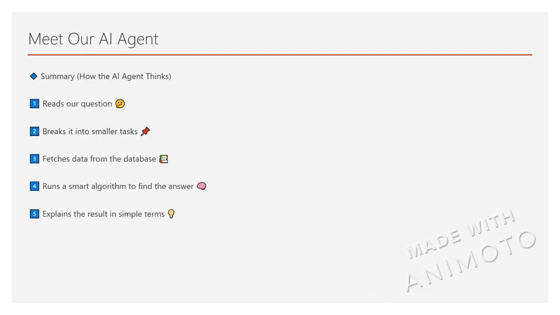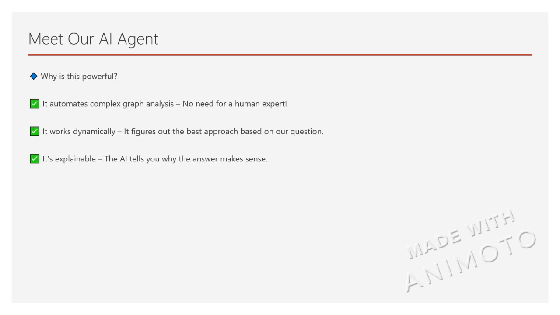Our AI agent, when you put in a query, reads our question, breaks it into smaller tasks, fetches data from the database, runs a smart algorithm to find the answer, and explains the result in simple terms. Why is this powerful? It automates complex graph analysis, with no need for a human expert. It works dynamically; it figures out the best approach for our question. It's explainable. The AI tells us what the answer is and what sense it makes.